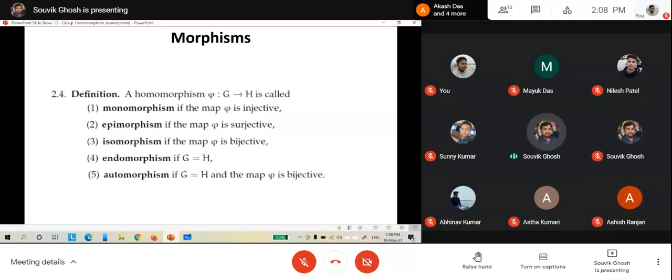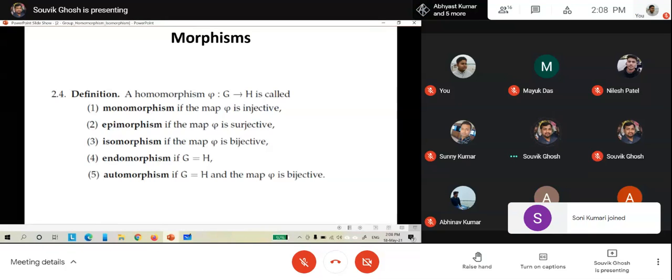So these are the different kinds of homomorphism we have depending on their nature, that is whether it is injective, surjective or bijective, and from where to where it is being defined. Depending on that we give the name to this homomorphism. They have different names, that is monomorphism, epimorphism, isomorphism, endomorphism and automorphism.